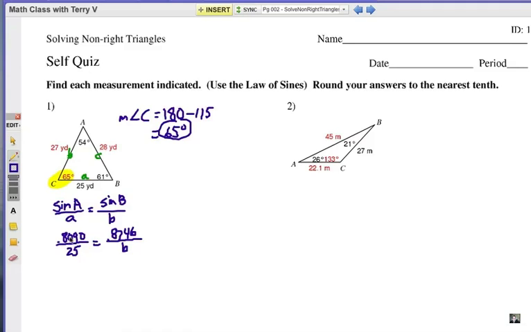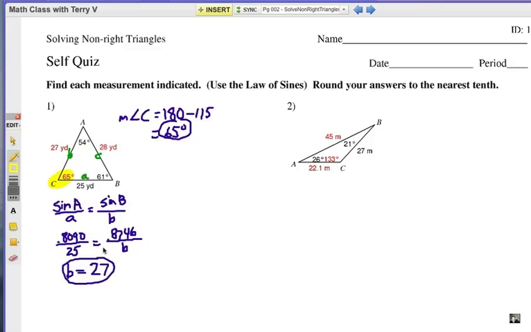This is the sine of angle A, which is 54 degrees. And this is the sine of angle B, which is 61 degrees. Remember to carry these out to 4 digits rounded. So let's cross multiply and solve for B. We're going to multiply these 2 numbers and divide by the third.